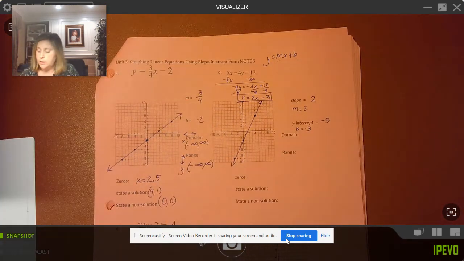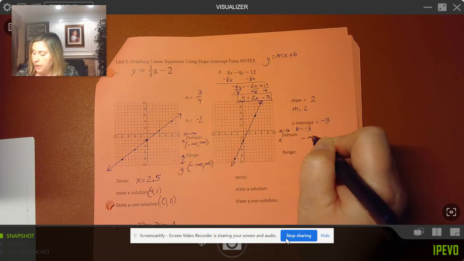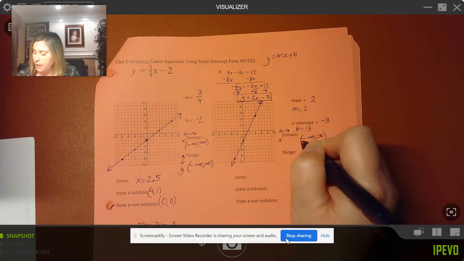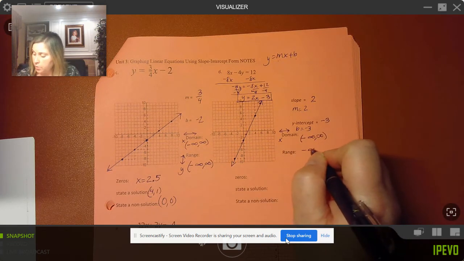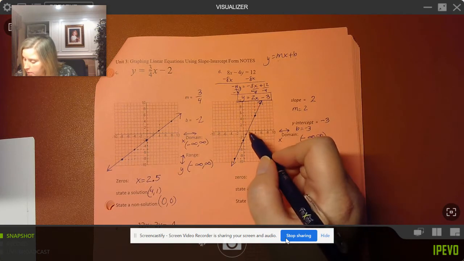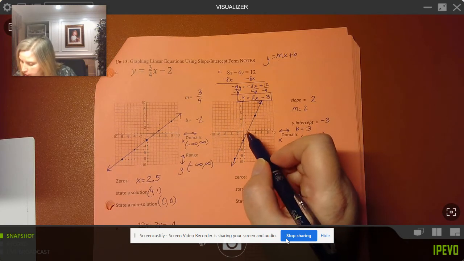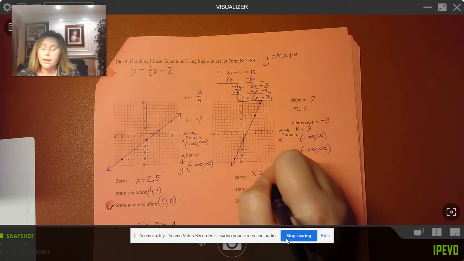Okay, domain. So that's, again, all of our x values, our inputs. It goes left forever, it goes right forever. So -infinity to +infinity. Range, it goes down forever, it goes up forever. So also -infinity to +infinity. Zeros, this one also crosses the x-axis. This one crosses at approximately 1.5. So x equals 1.5.